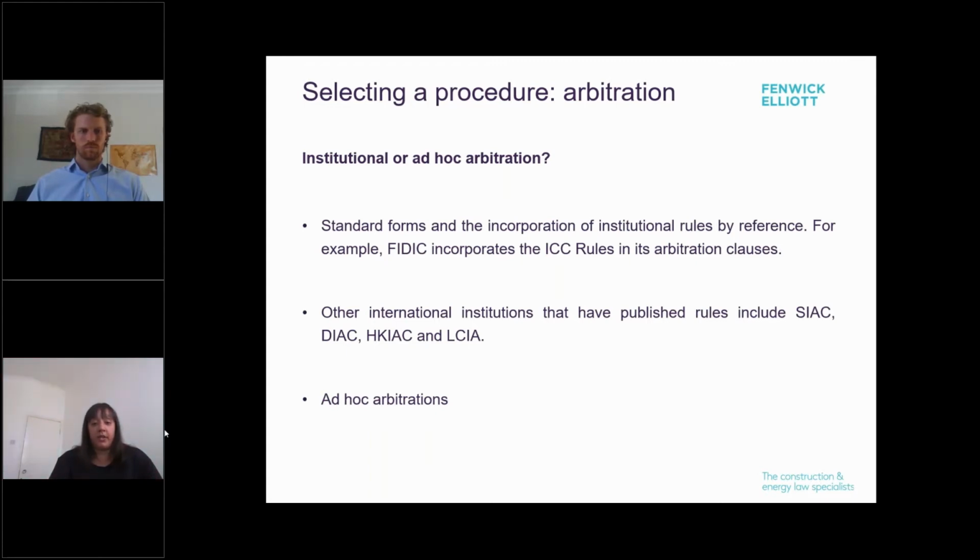Where institutional rules are incorporated, the chosen institution will supervise the arbitration. This provides a neutral framework in which the arbitration can be administered smoothly. Where institutional rules are not specified by the arbitration clause, theoretically, the parties are free to agree the procedure and appoint the arbitrators as they see fit. However, in reality, the scope to design or amend the procedure is limited because it must comply with national arbitration laws and the New York Convention if an award is to be enforceable. Applying institutional rules minimizes this risk. Robbie?